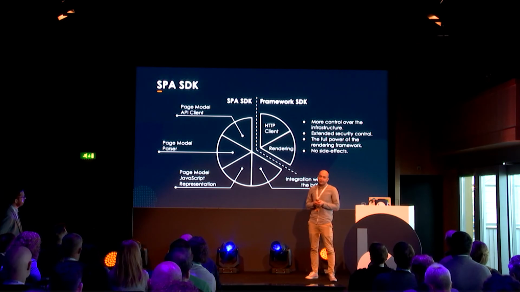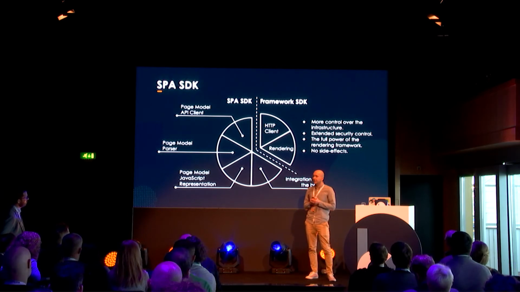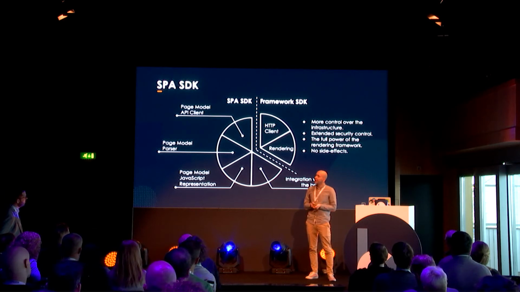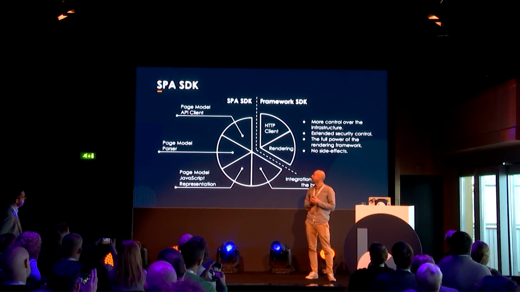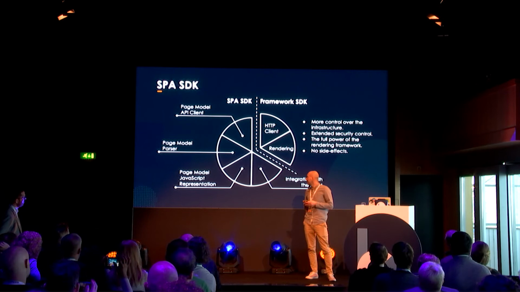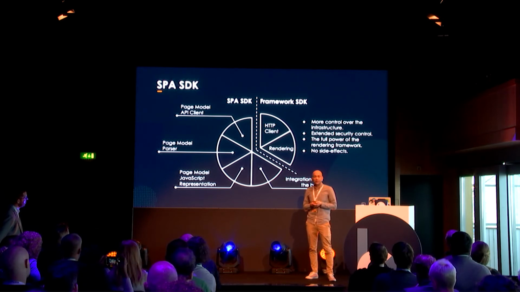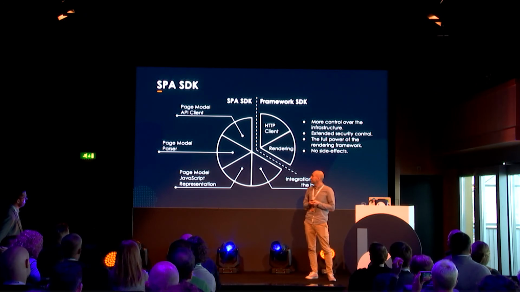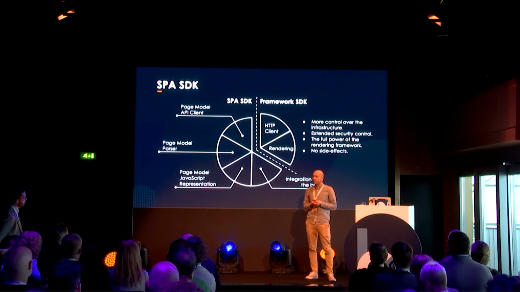So what's in there? As you can see, we have included the page model fetching part and the page model parsing part into this SPA SDK library. Now the SPA SDK generates a request to BRXM. Then it parses the output, builds a tree structure out of it, and wraps it inside JavaScript objects with fancy methods which you can easily use in your application.